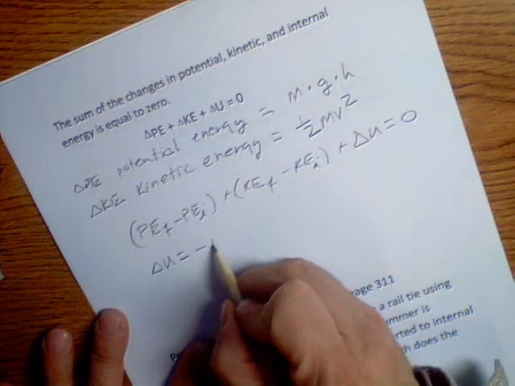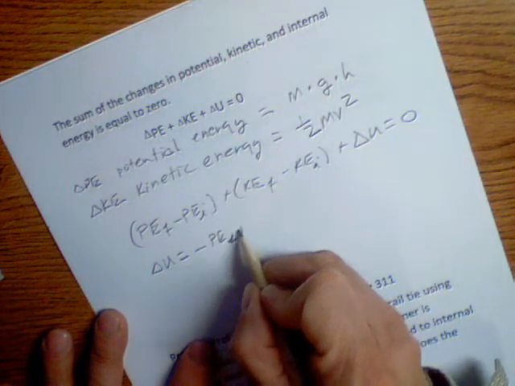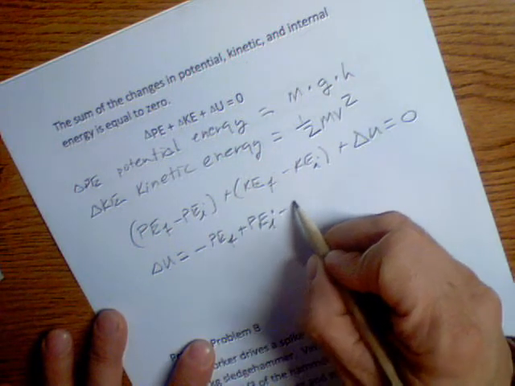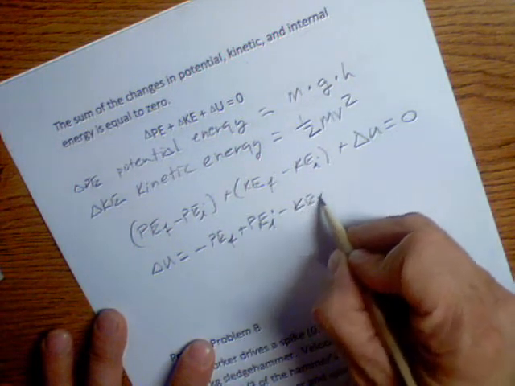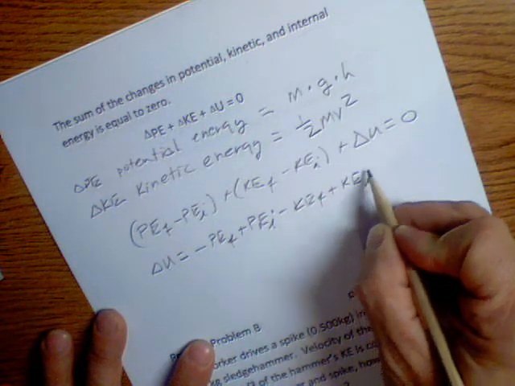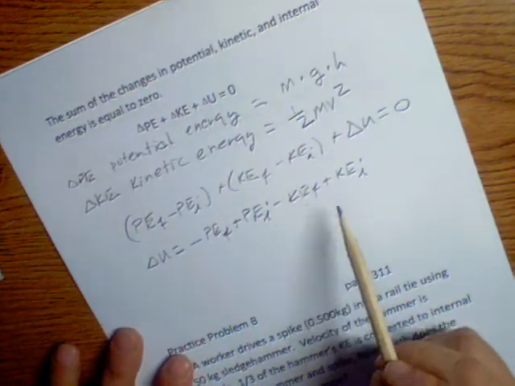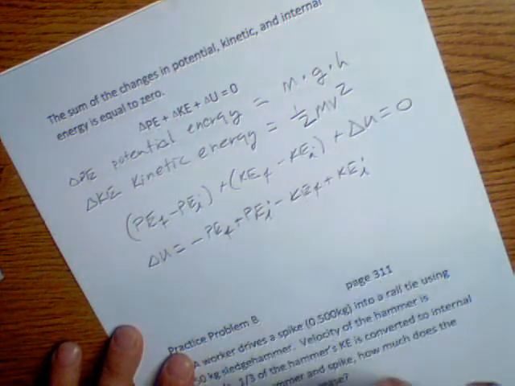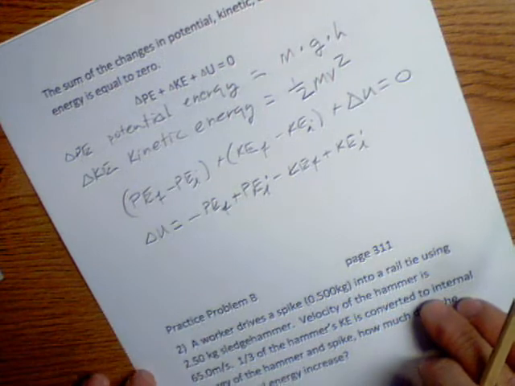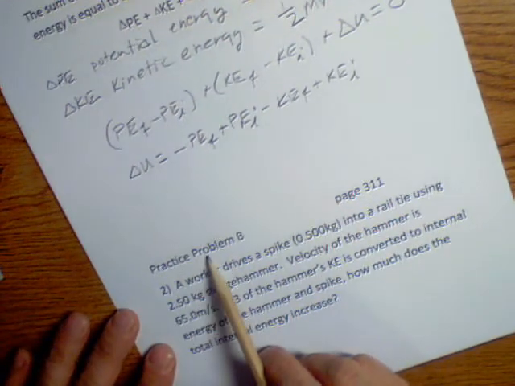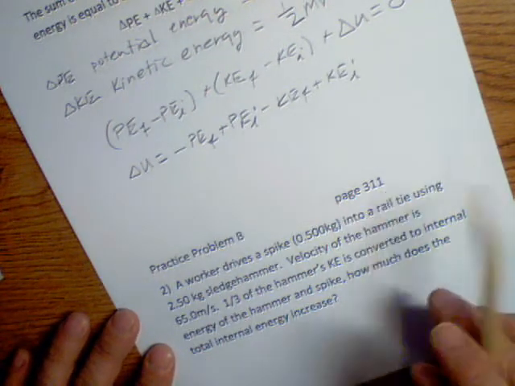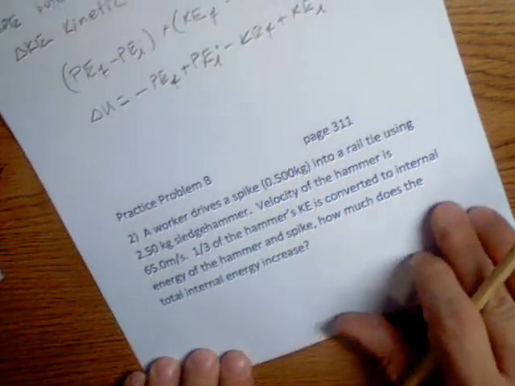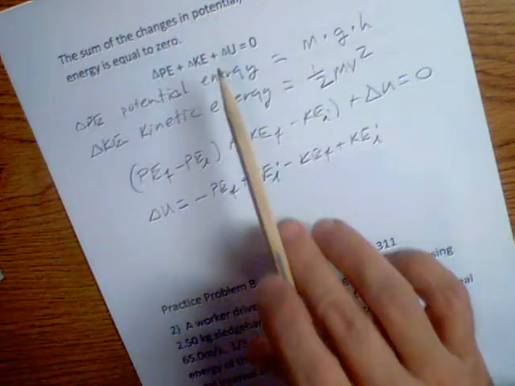We could say that the potential energy final plus the potential energy initial minus the kinetic energy final plus kinetic energy initial. Remember, these could be 0 and dropped out and made this a lot simpler. So let's try a practice problem. Here's practice problem B on page 311. Let's take a look at this practice problem and see if we can apply this equation.